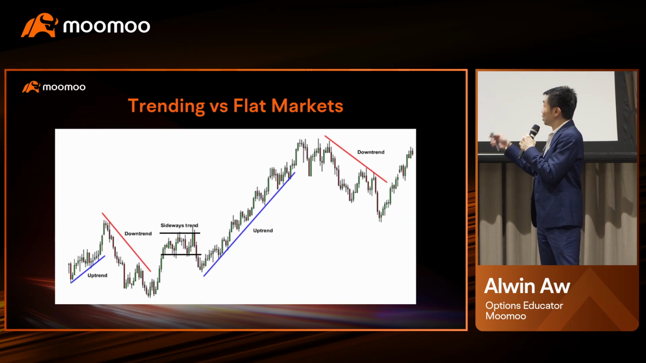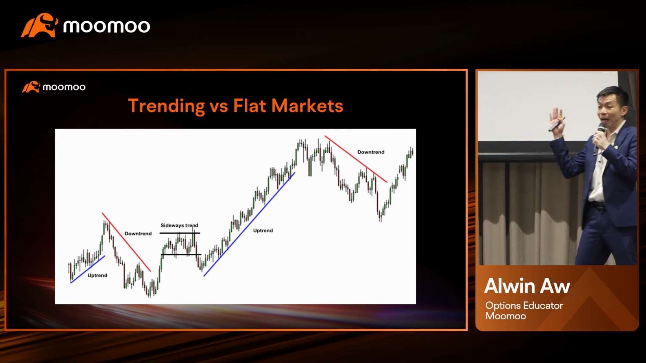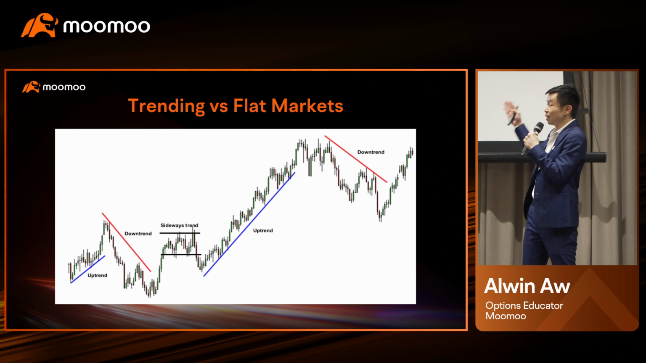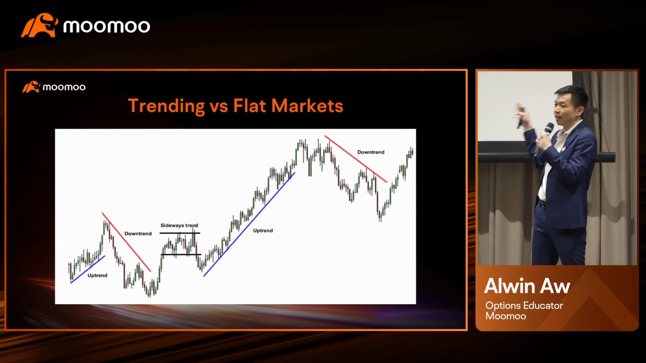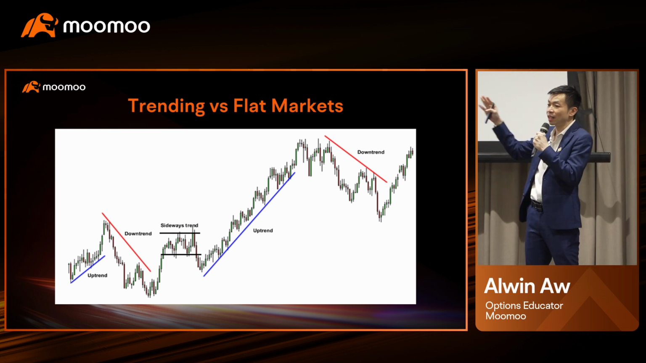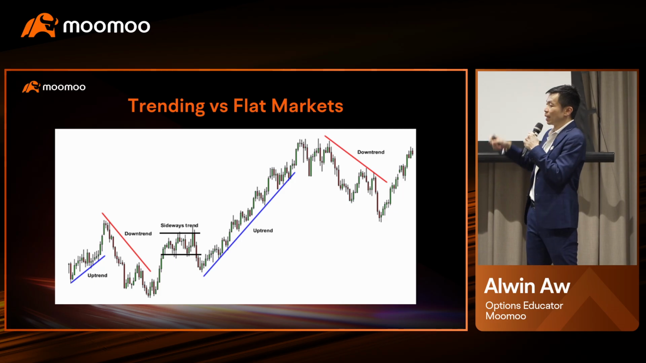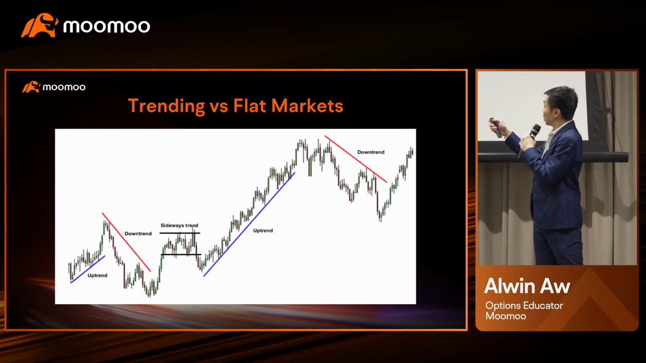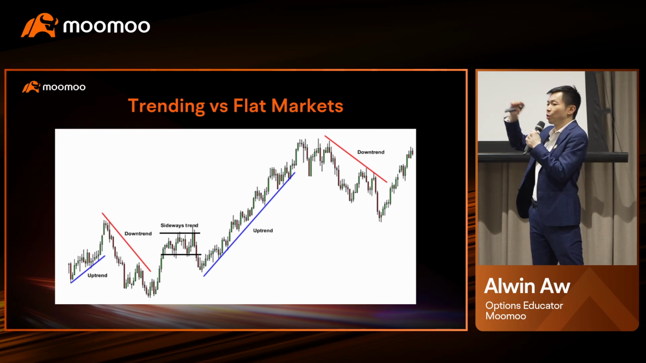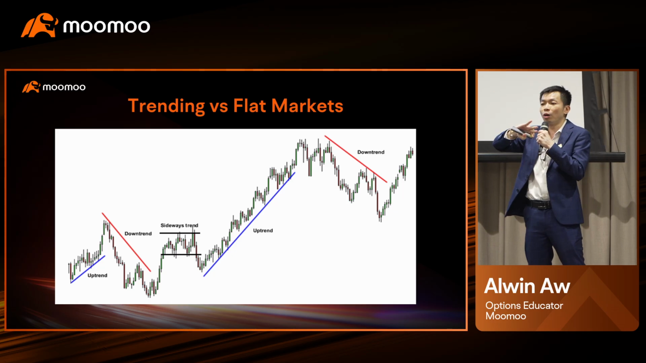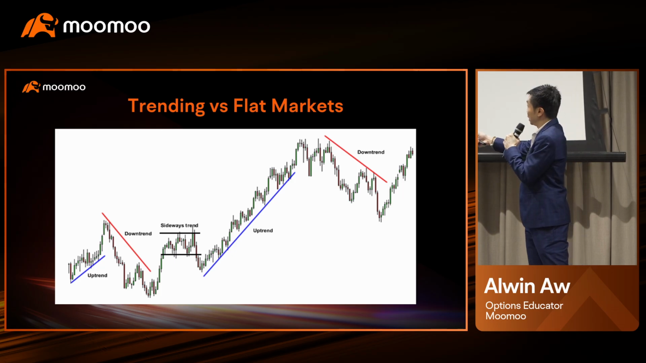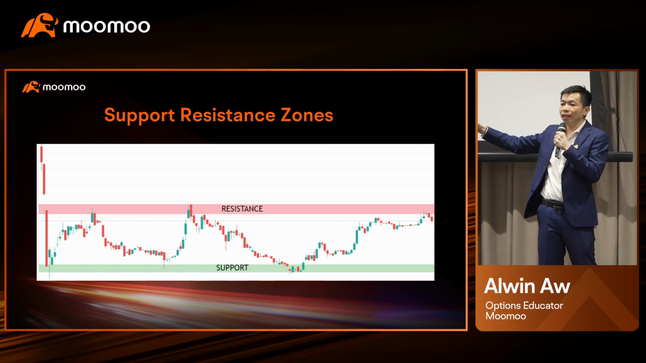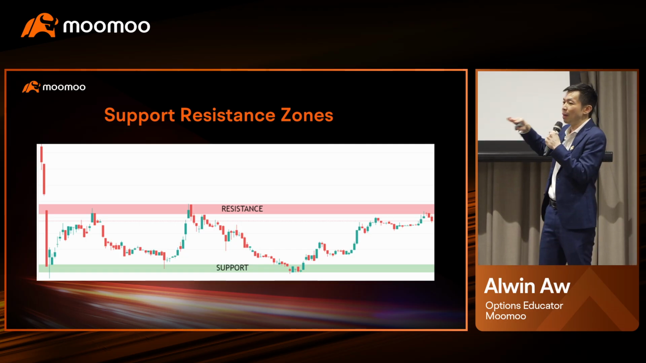So we look at the three market conditions that we mentioned: bull, bear, sideways. This is the most common market trend that we see day in and day out. It's called the cycle of the market, and through the cycle, we position the right option strategy. We call it trending versus flat market, okay? Or call it consolidation.